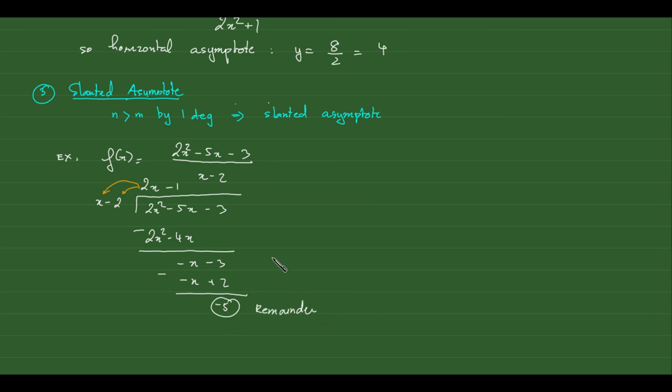So it means that over here, the slanted asymptote will be the quotient function. The quotient function will be this one. So the slanted asymptote will be y equal to 2x minus 1. Notice that the slanted asymptote is a line, because it is y equal to mx plus b. It always has the form y equal to mx plus b because it's a slanted asymptote. It's a line. So remember that.